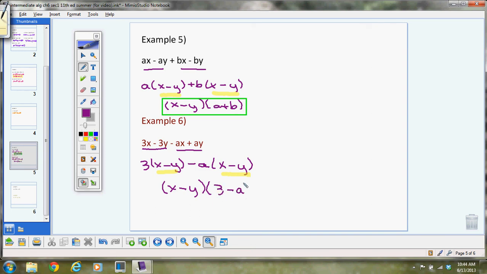So the answer they would want to see is this bottom one. And yes, it can be in any order. You can put the 3 minus a first, and then the x minus y. It does not matter how you do that.